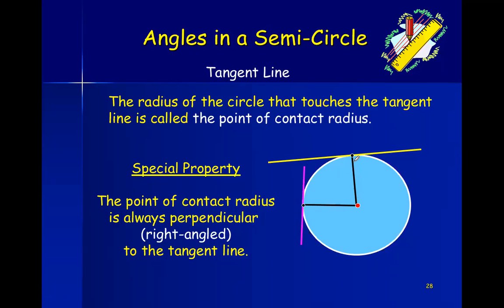So you see here, from here to here, or from there to there, it cuts it at a right angle. Same for this. Here you've got a right angle, and here you've got a right angle. Okay, that's the property basically. The point of contact radius is always perpendicular to the tangent line.